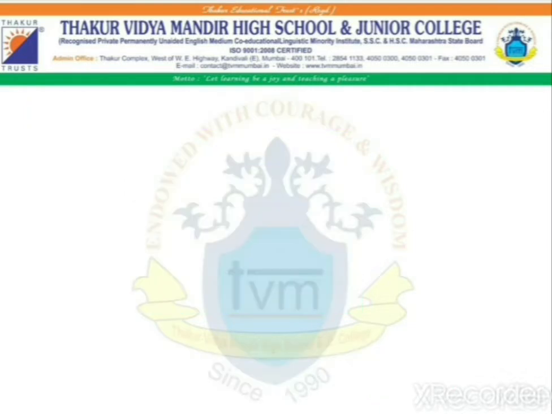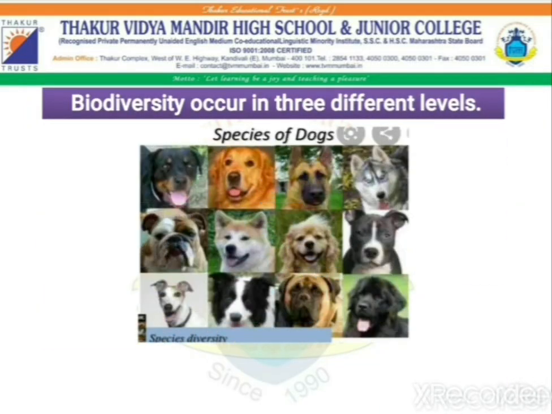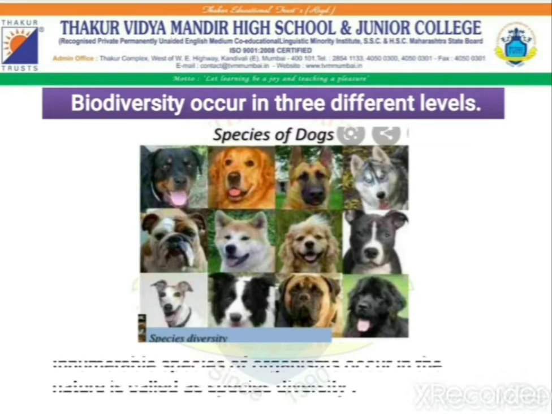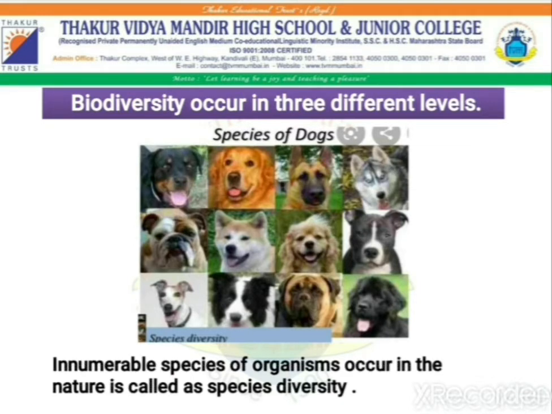The next is called species diversity. In species diversity, innumerable species of organisms occur in nature. For example, when you are talking about dogs, we are getting different breeds and different varieties of dogs. This is called different species of dogs. This is called species diversity. Species diversity includes various types of plants, animals, and microbes. So, innumerable species of organisms occur in nature, and that is called species diversity.